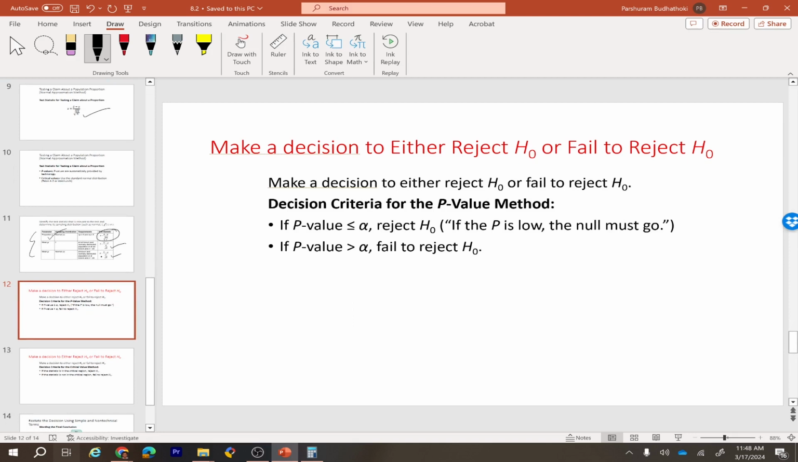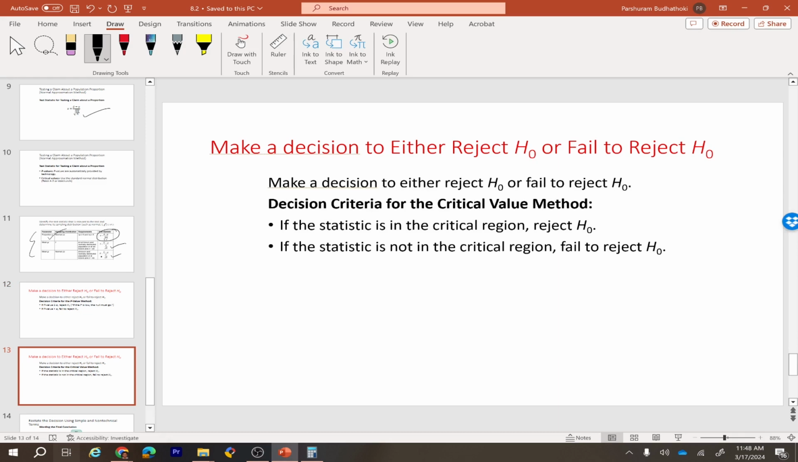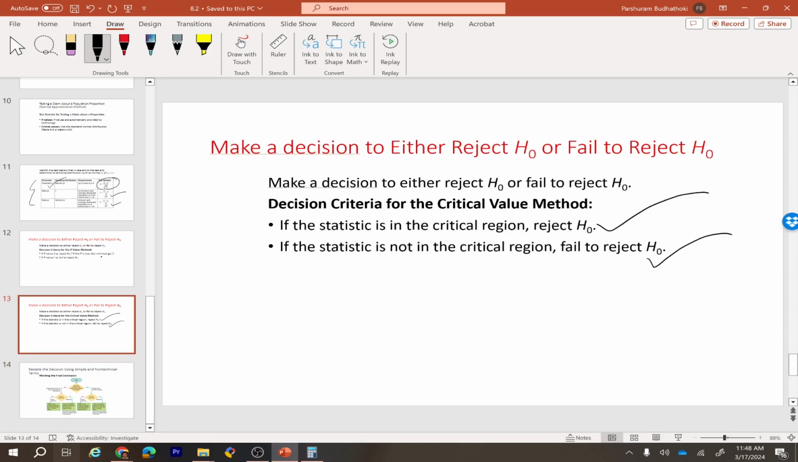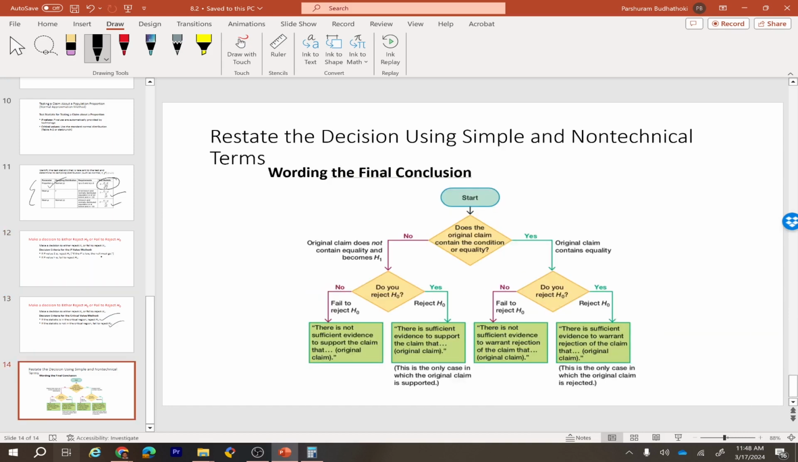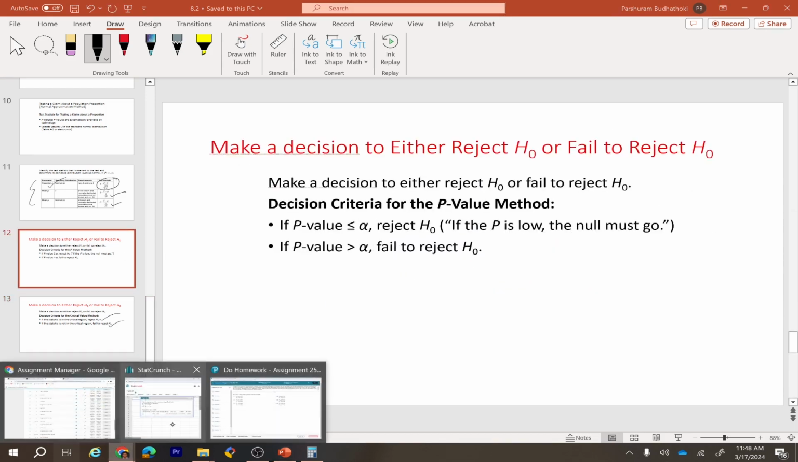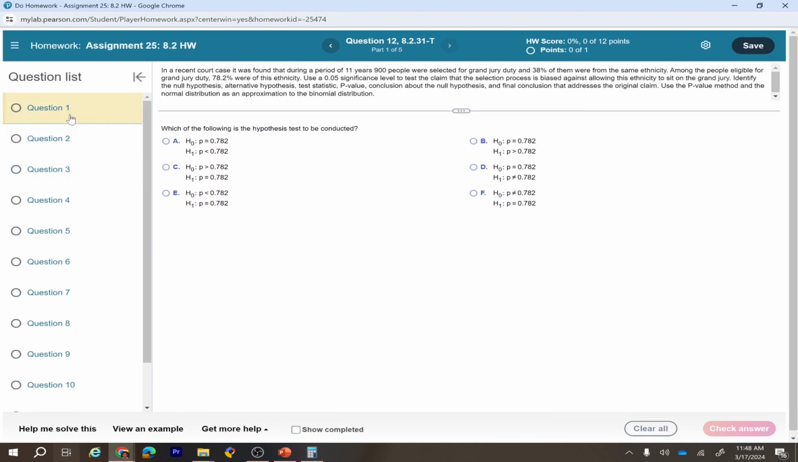After finding the p-value, we compare the p-value with the given significance level alpha, and then we make our decision. We reject the null hypothesis or fail to reject the null hypothesis. Similarly, if it's the critical value method, then you have to check whether the test statistic is in the critical region, then reject the null hypothesis. If it's outside the critical region, then fail to reject the null hypothesis. And this is the chart we're going to use to make our final conclusion. I'm going to use the last three slides from here to make a conclusion and to solve the problem, and then StatCrunch.